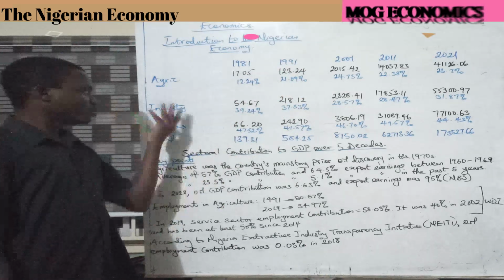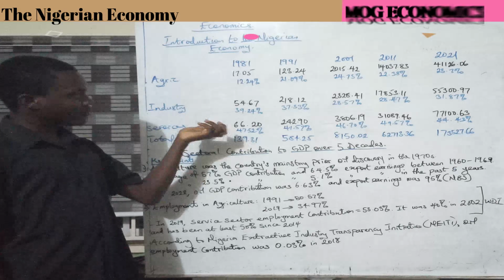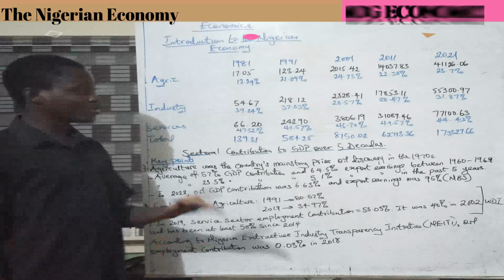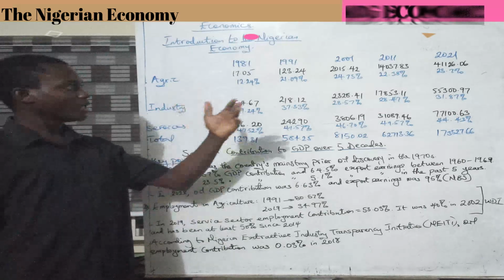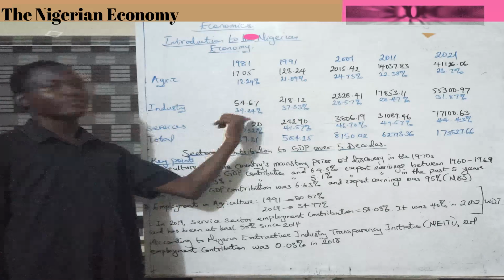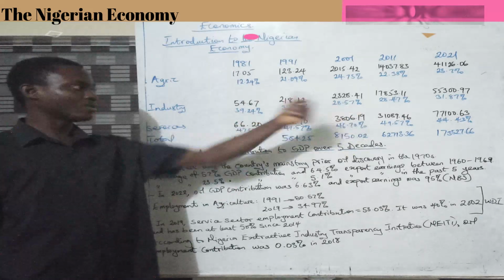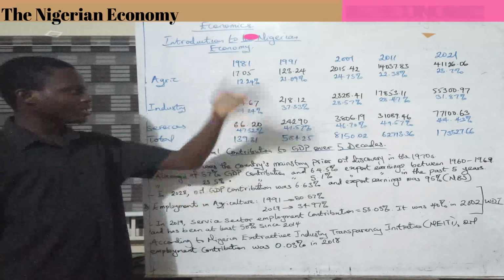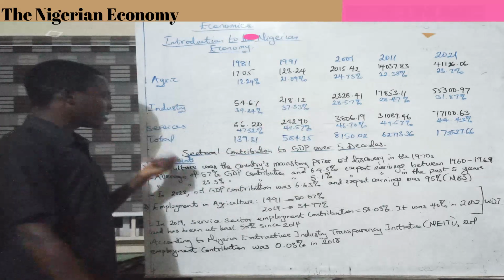All right. So industry was kind of deteriorating in its sectoral contribution to GDP until 2021, when it picked up again. But it has not been able to return to its 1981 position. So what was the highest, lowest, and then the average? Services, the same thing.